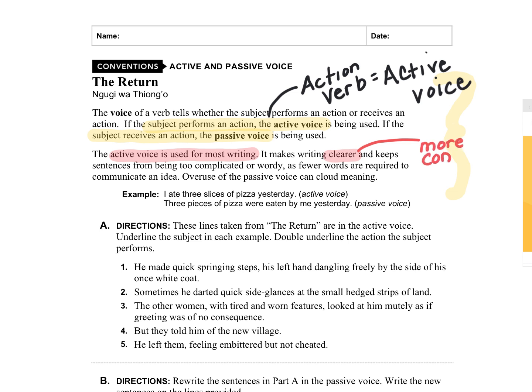And by more concise, I mean it uses fewer words. Okay? So that's what it says right over here. It's clearer, it's more concise. Also, sometimes I might say, in place of more concise, I might say more economical.